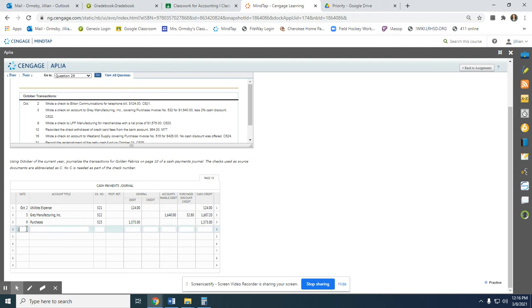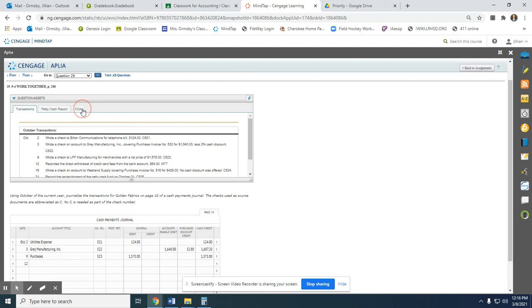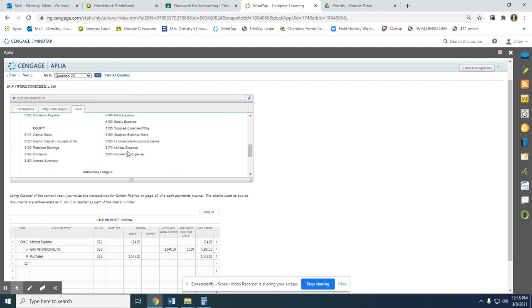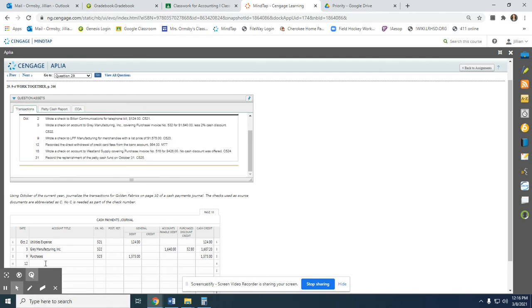Next, on the 12th, recorded the direct withdrawal of credit card fees from the bank. That's probably a miscellaneous expense unless there's some sort of bank fees in the chart of accounts, which I don't see. So that's going to be a miscellaneous expense for $64. Now, this is not a check as a source document, so we'll just put the M here.